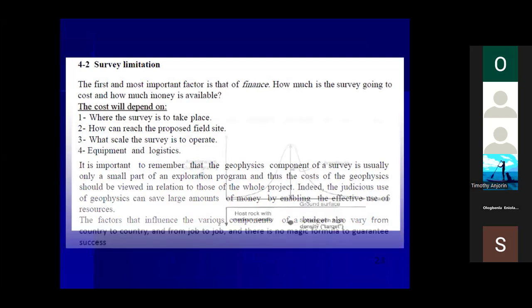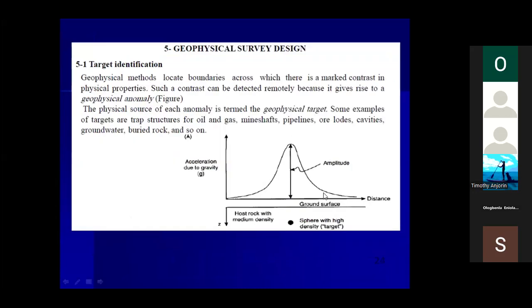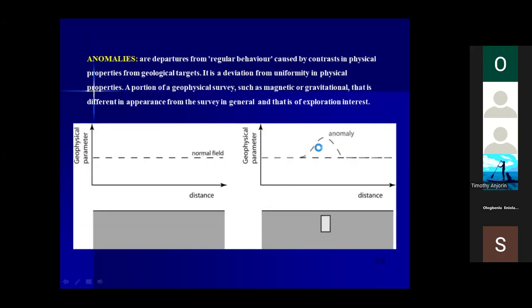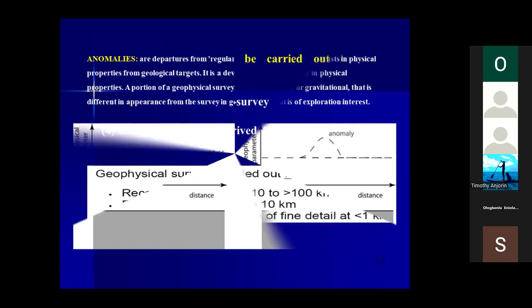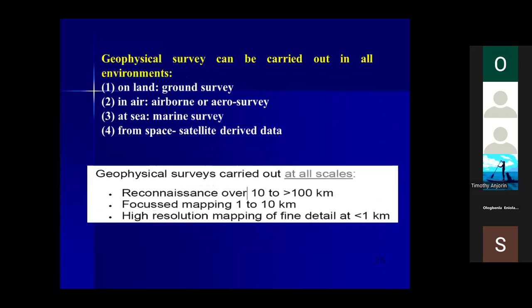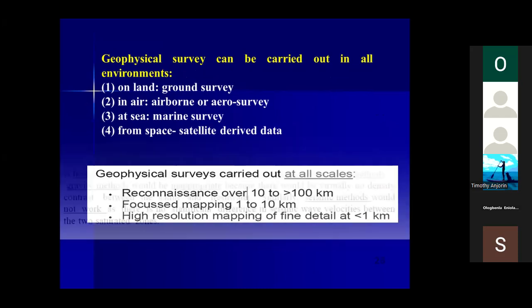So this is talking about your anomaly. You can see where you have the highest amplitude, the deviation from the normal trend. That is talking about your interpretation now. You can see the normal trend, and you can see where you have your anomaly. When you have an anomaly, there must be a factor causing it, maybe the kind of structure that you have in the subsurface. That is why you're having that kind of response. And like I said, where do you carry out your survey? You can carry it out on land, air, sea, space, and so on and so forth.